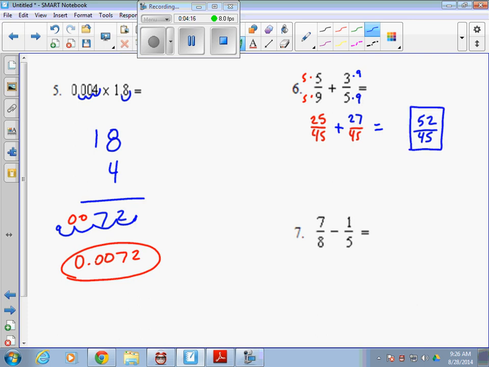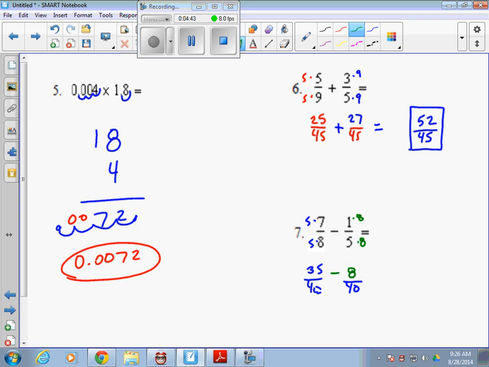Do the same thing with 8 and 5. You got to make that bottom number the same. There may be a number that's smaller than 8 times 5, but we're going to go with the number 40 to start. And then all we'll have to do is simplify the fraction at the end. 8 times 5, so 7 times the same 5 is 35. 5 times 8, so 1 times the same 8.